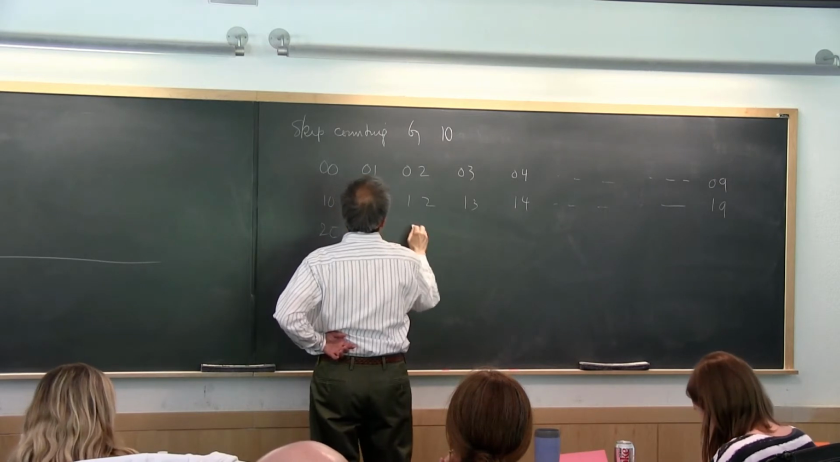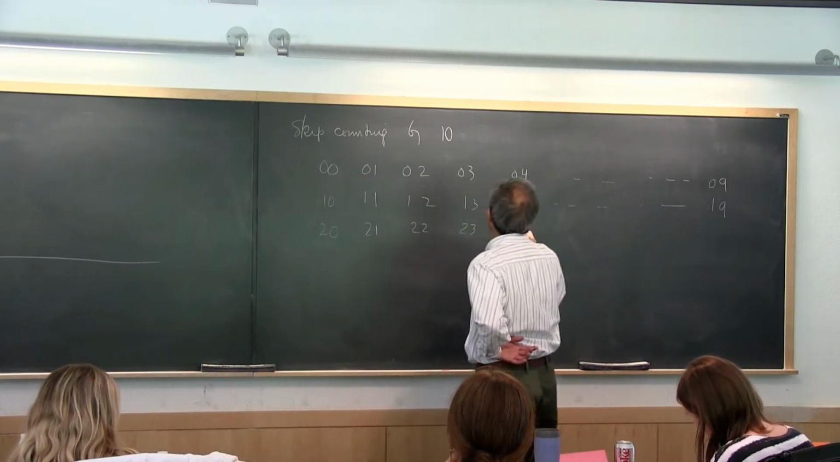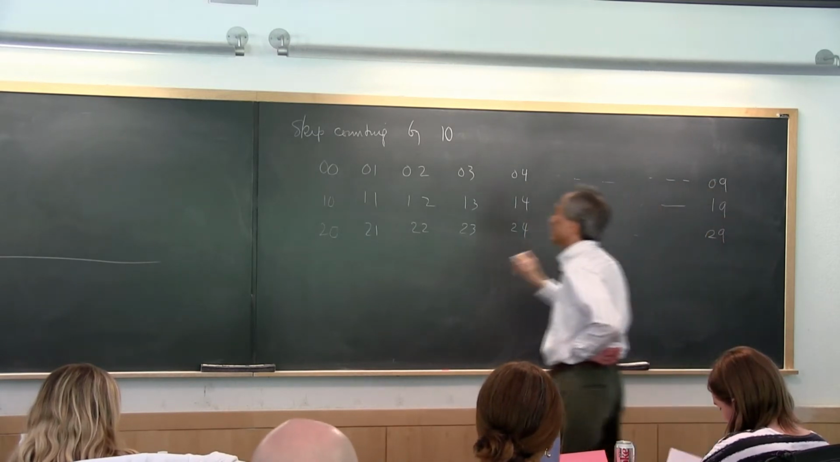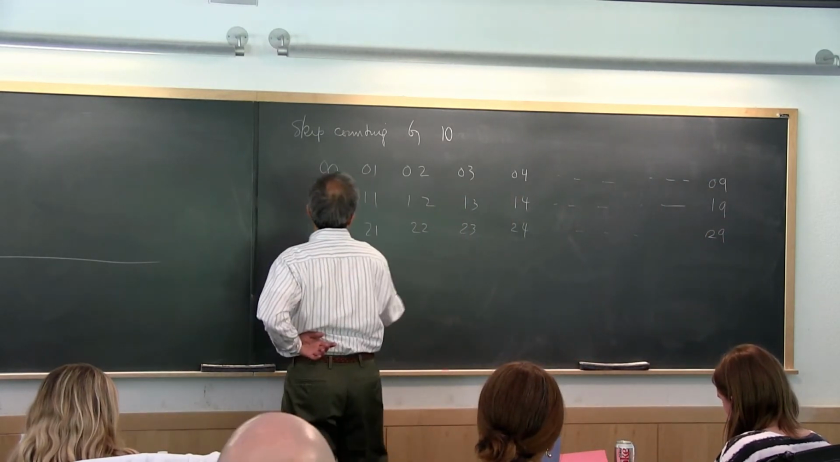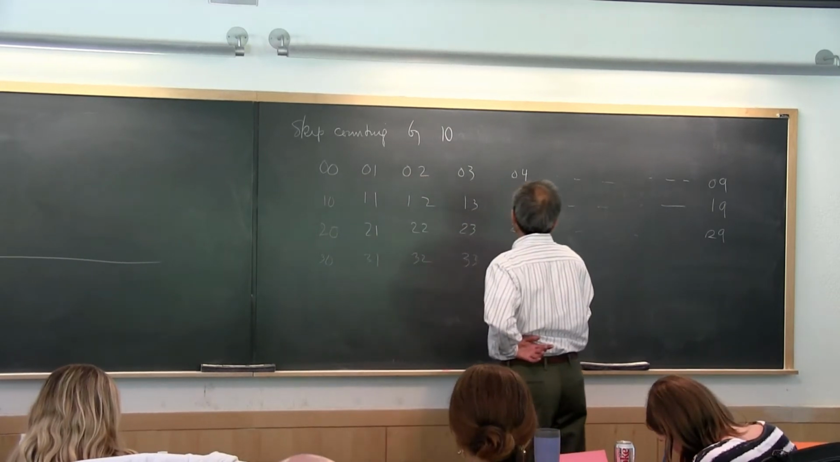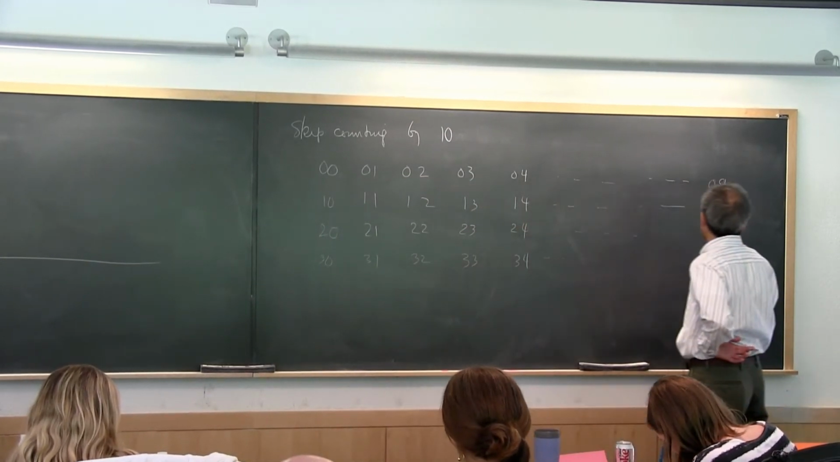2, 1, 2, 3, 4, and then 9, 3, 0, 3, 1, 3, 2, 3, 3, and 3, 9, and so on.